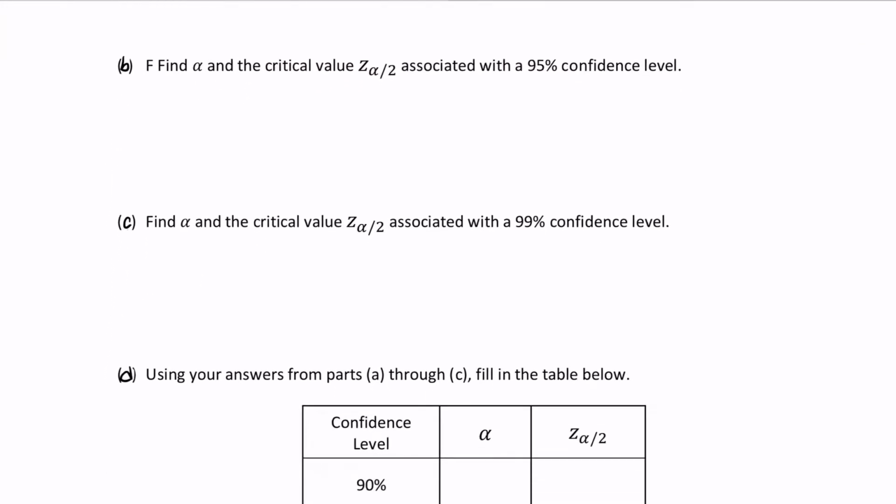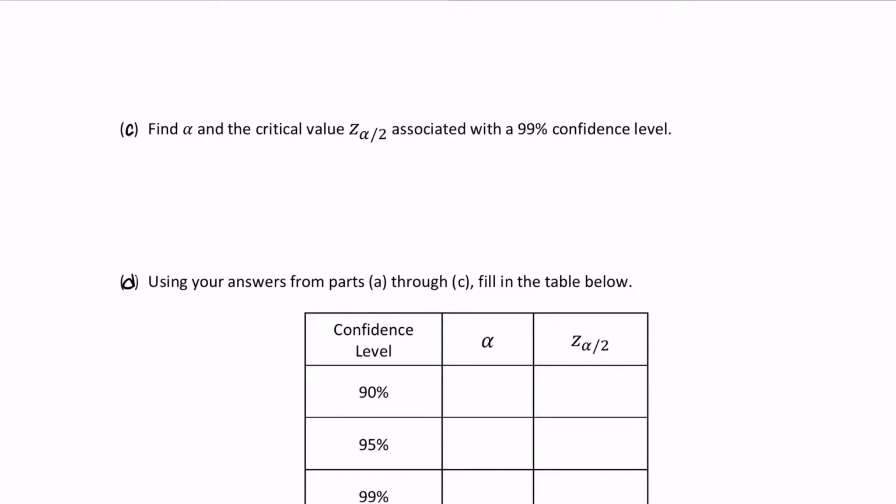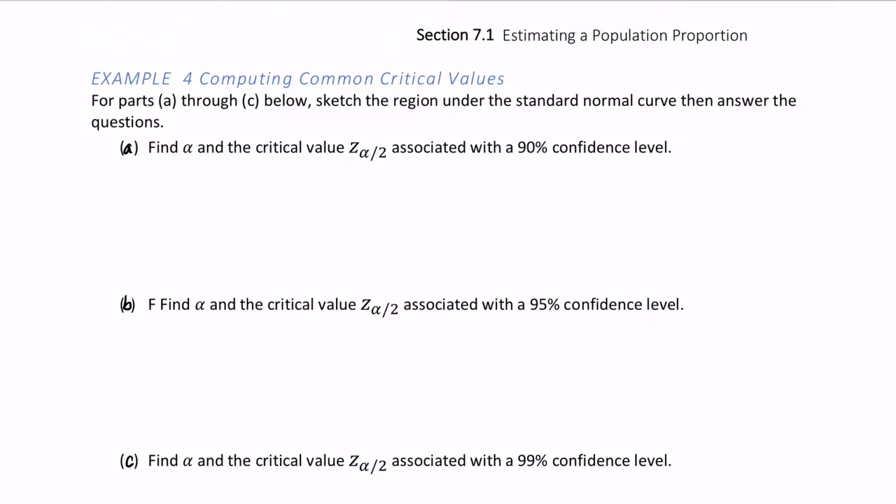And let me scroll down so you can see part D. So you're going to fill in your values from parts A through C in this table. That said, let's work on part A together. Find alpha and the critical value Z alpha over 2 associated with a 90% confidence level. If you recall, for a 90% confidence level, we know that alpha is found with this formula, 0.9 equals 1 minus alpha.